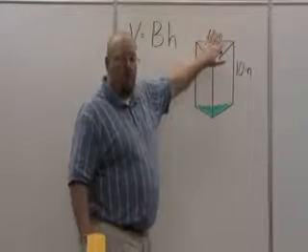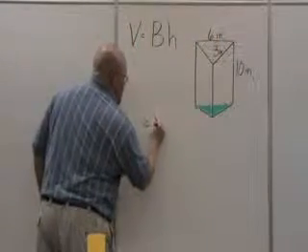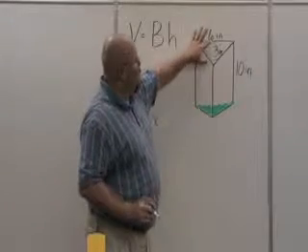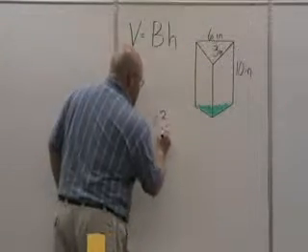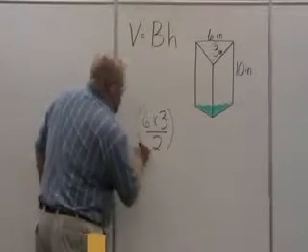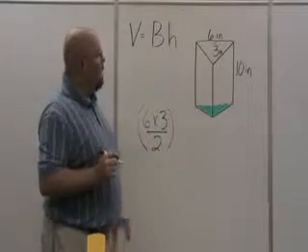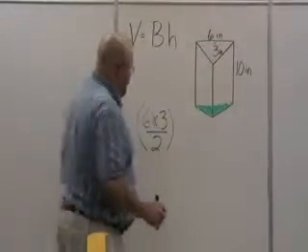So we look for the base of the triangle, here is 6, times the height of the triangle, which has to be that perpendicular height, which here is 3, and we're going to divide by 2. That represents the area of the base. Now we're going to multiply that by the height of the prism. Here we have a height of 10.